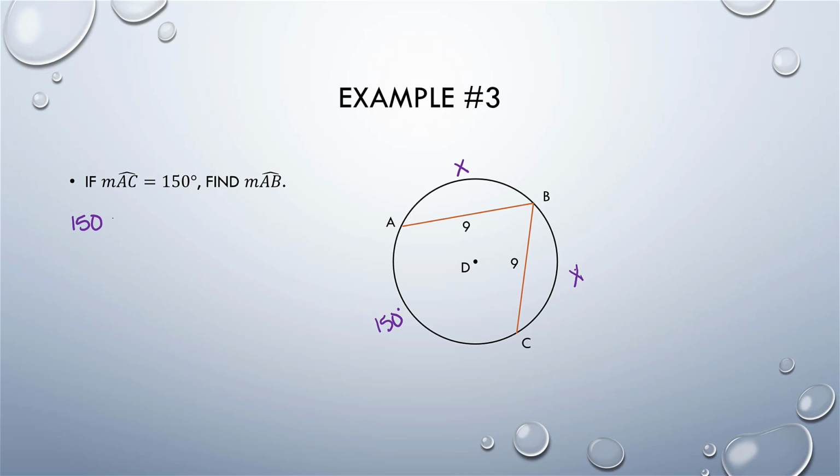150 plus x plus x, so those are the 3 pieces of my circle, equals 360 degrees, because it makes the full circle. Subtract 150 and combine my like terms. So 2x equals 210, and then divide by 2. x equals 105 degrees. So arc AB is 105, and arc BC is 105.